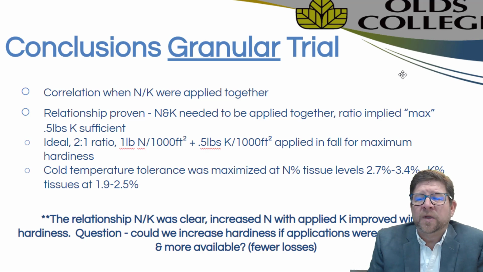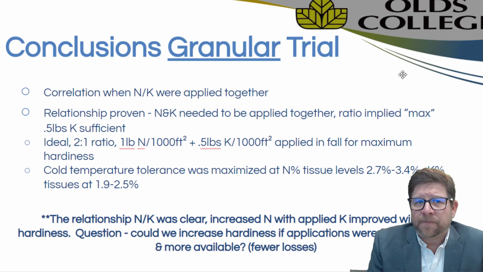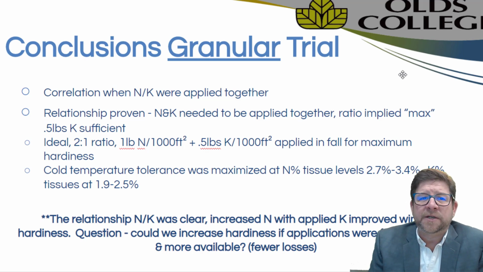winter survival. So previously, there's been lots of turf managers out there that throw the kitchen sink at it. 2, 3, 4 pounds of K, we didn't find any increased advantage to applying more than half a pound of potassium when it was applied with nitrogen. Now that said, an ideal ratio of 2 pounds of nitrogen to 1 pound of potassium, or 1 pound to a half applied in fall, was viewed as maximum hardiness.